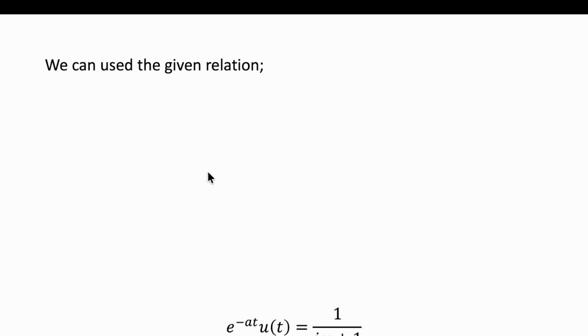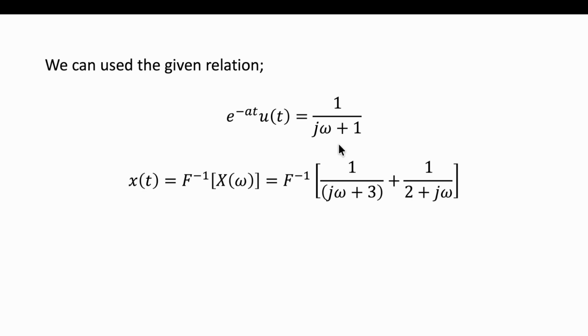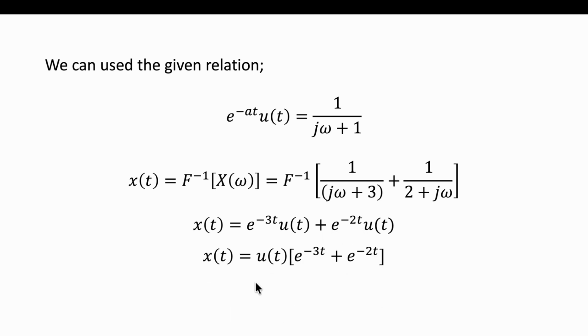You can say that e^(-at) u(t) equals 1 over (jω + a). So you use this property in this format, and then you can calculate the inverse Fourier transform, that is x(t) = e^(-3t) u(t) plus e^(-2t) u(t), which is further simplified in this format.